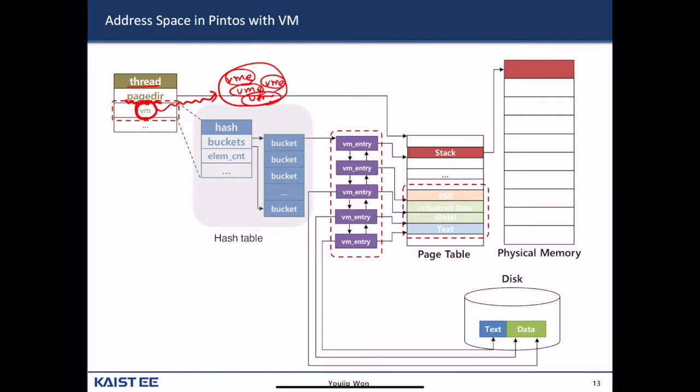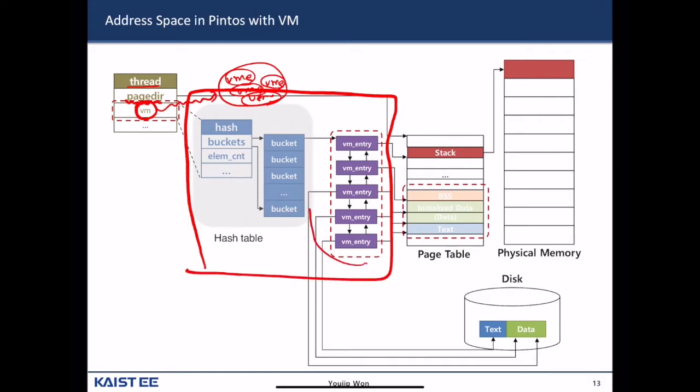And in this example, we are using a hash table structure to represent a set of virtual memory entries for a process. We are using a hash table. And virtual memory entries are organized using the hash table and buckets. Isn't it simple?